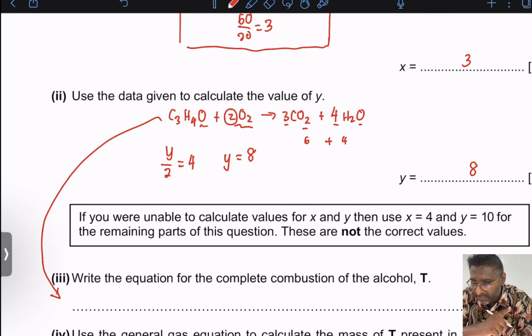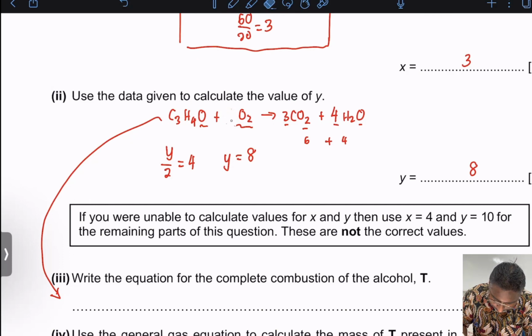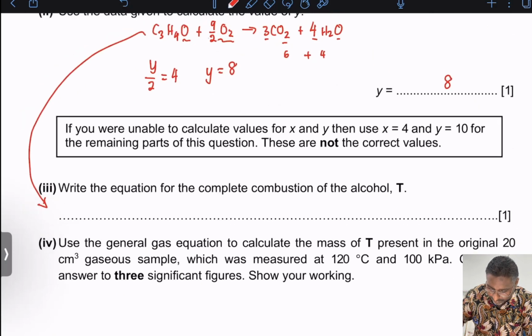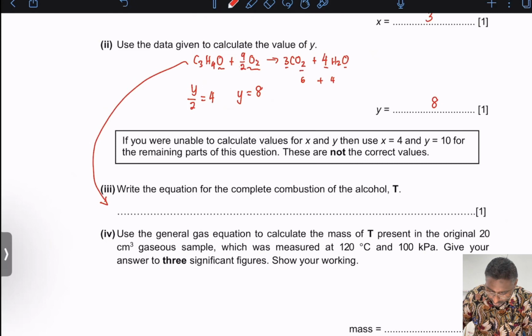You have 1, so you need 9 O, right? But you have O2. Yeah, so 9 over 2. Good. So you need to actually put 9 over 2 over here. Okay, 9 over 2. In chemistry, because they want complete combustion, we try to bring the 2 over there.